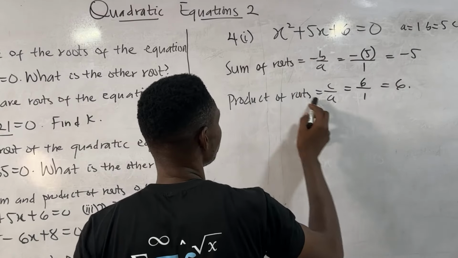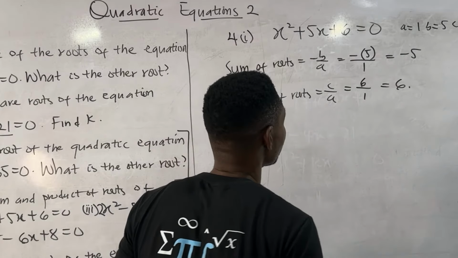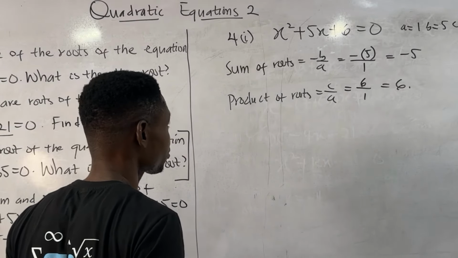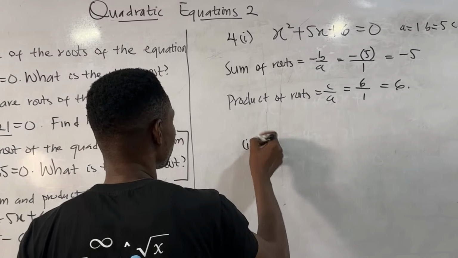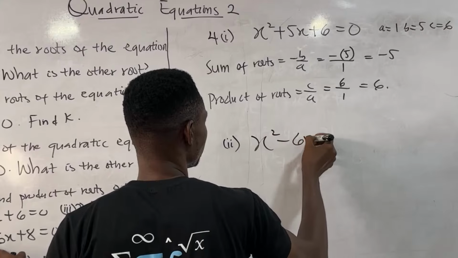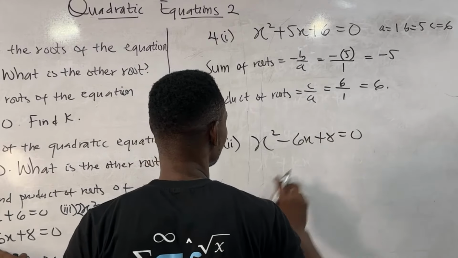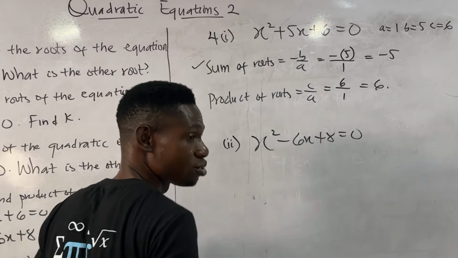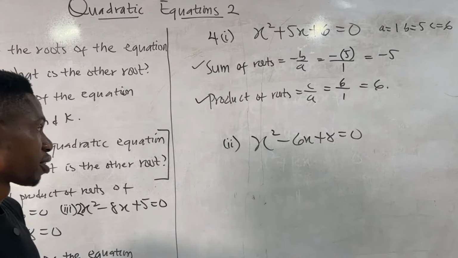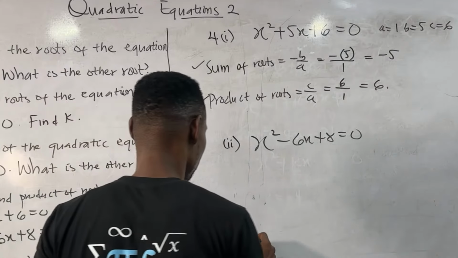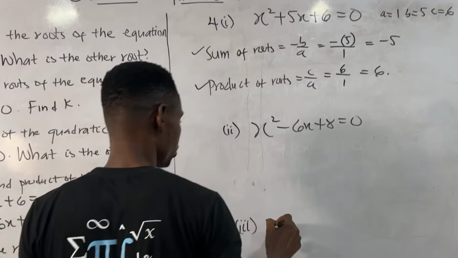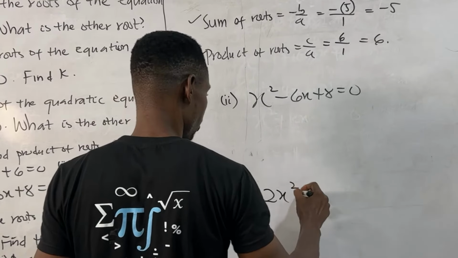Yeah, and product of roots is 6. So the second one now, which is x squared minus 6x plus 8 equals 0. Find the sum of roots. Also find the product of roots. Okay, and for number 3 also, you have to find the sum of roots and the product of roots.